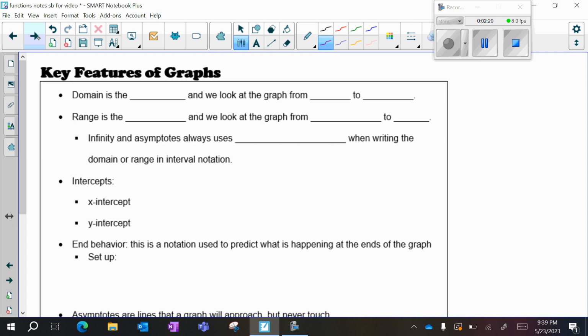So now key features of a graph. So domain is the x values, which means that we look at a graph from left to right. The range is your y values. And on a graph, we look from bottom to top. Infinity and asymptotes are always going to get parentheses when we are writing domain or range. And just a couple of things to remember that come up often.